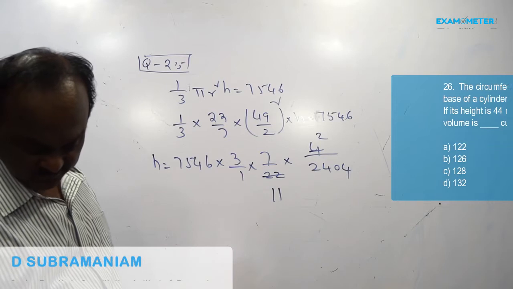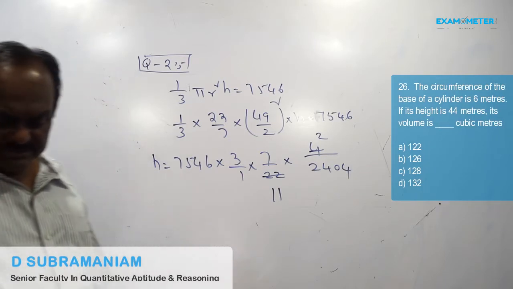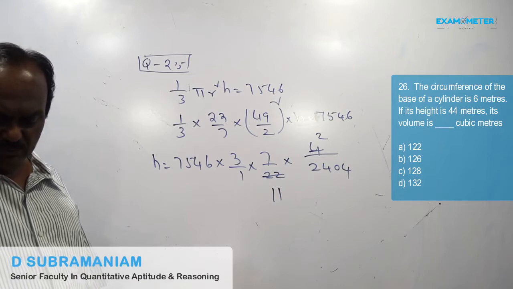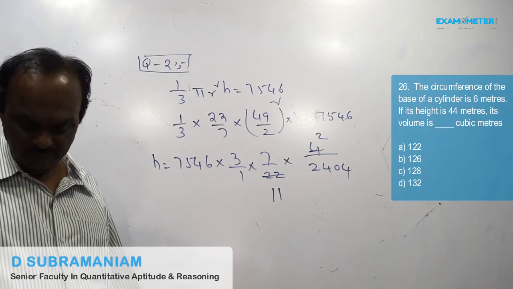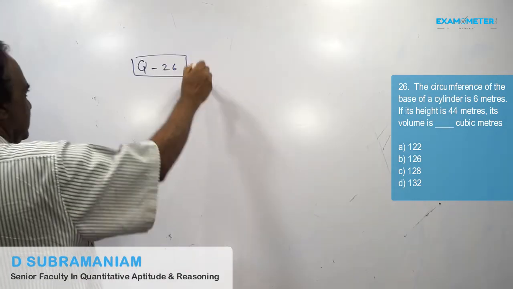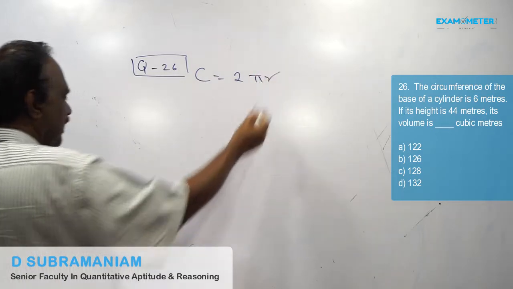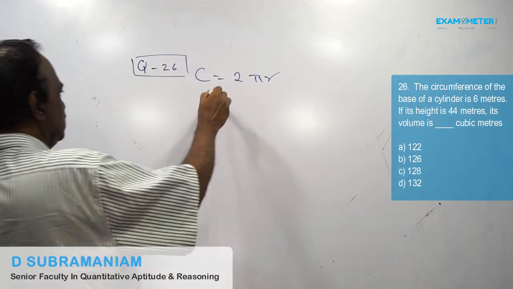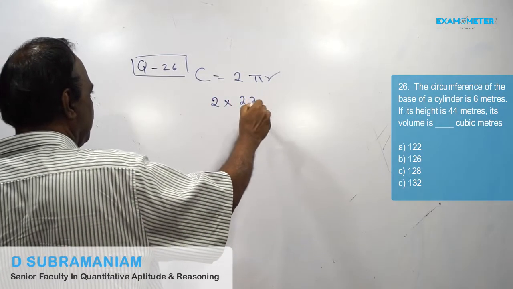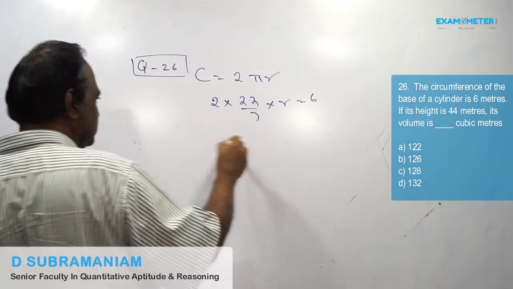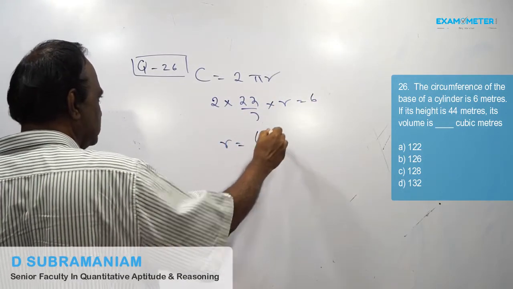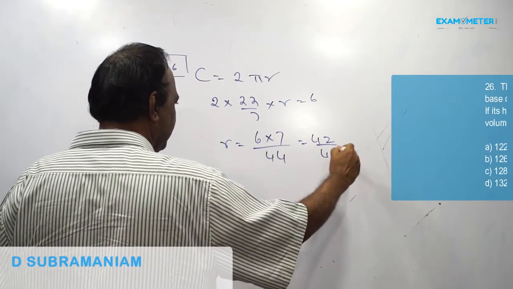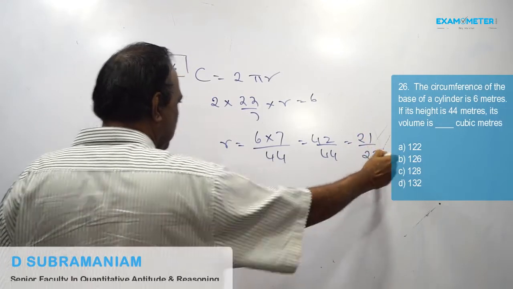Question number 26. The circumference of the base of a cylinder is 6 meters. If its height is 44 meters, its volume is how many cubic meters? Circumference is equal to 2 pi r. So 2 into pi value into r is equal to 6. R is equal to 42 by 44. That is 21 by 22.